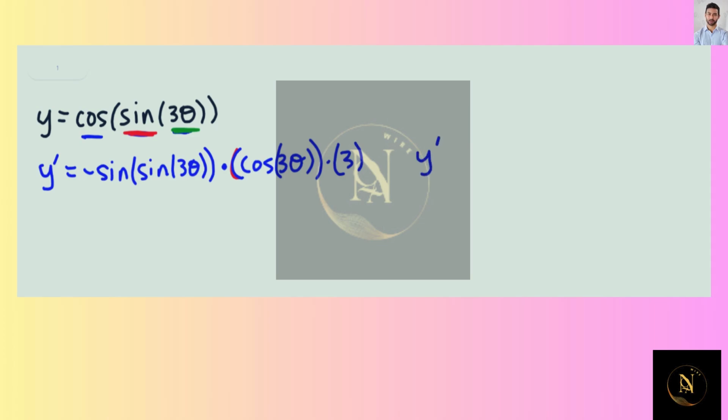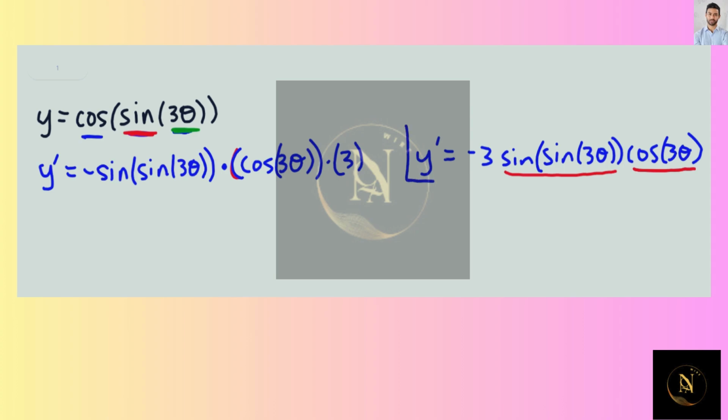We have y prime equals negative 3 times the sine of 3 theta times the cosine of 3 theta. We could have this part after the cosine part. It doesn't really matter. So that's the first derivative. Now let's find the second derivative.